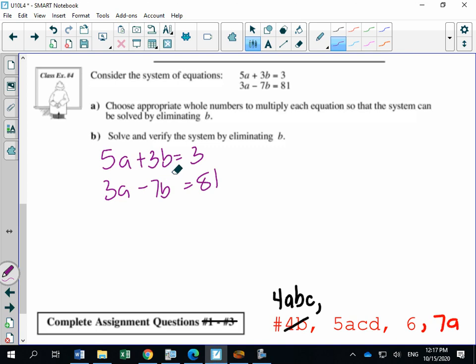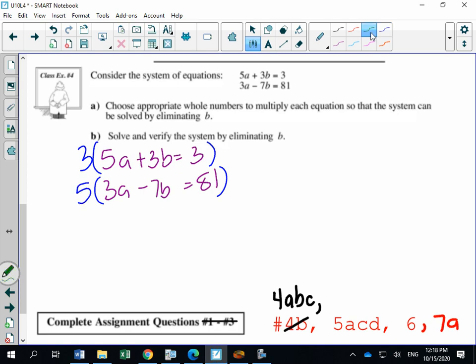So what you do in this case is watch, there's a trick. Let's say we're going to eliminate the a's. What I'm going to multiply this top guy by is a 3. If I'm going to eliminate the a's, I'm going to multiply this top system by a 3. How many a's will I have? 15 a's. What do you think I'm going to multiply the second system by? A 5.